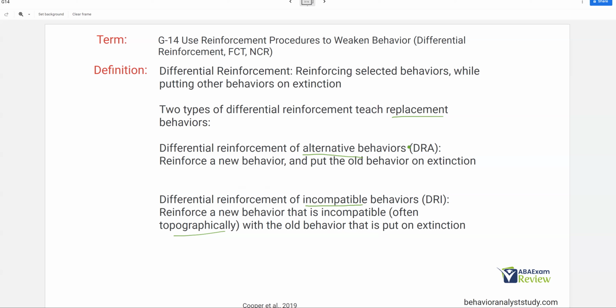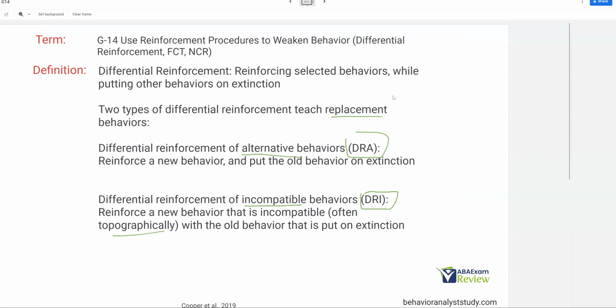So the main idea with an alternative behavior strategy and an incompatible behavior strategy is we are explicitly teaching replacement behaviors, and they're the exact same strategies, except one teaches an alternative behavior, which means it can occur at the same time, and one teaches an incompatible behavior, which can't occur at the same time as the old behavior.